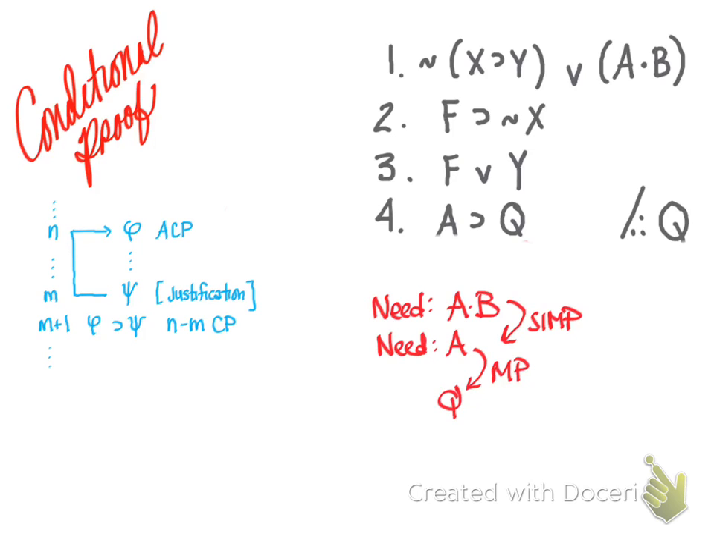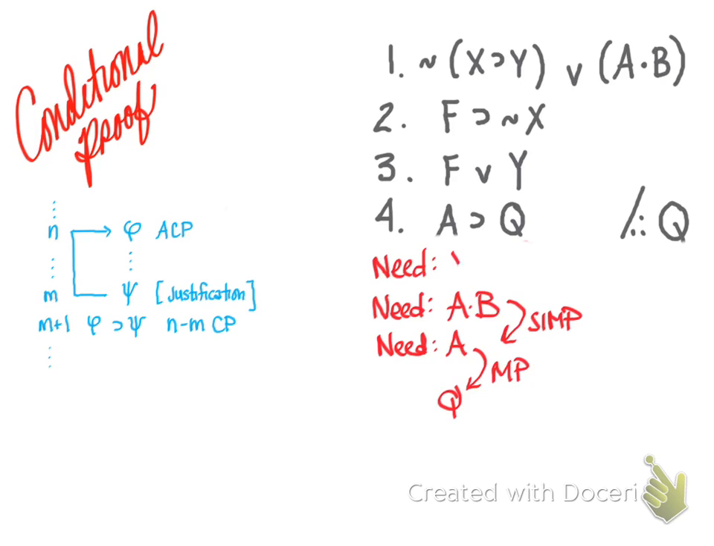So my question now is, how do I get A and B? Well, A and B, if I could get it, we see what to do, but how do I get it? It's part of a disjunction. What's a rule that allows us to put a disjunct from a disjunction on its own line? DS. So if I'm going to use DS to get A and B on its own line, that means I need the negation of that other disjunct. In this case, the negation of this disjunct.